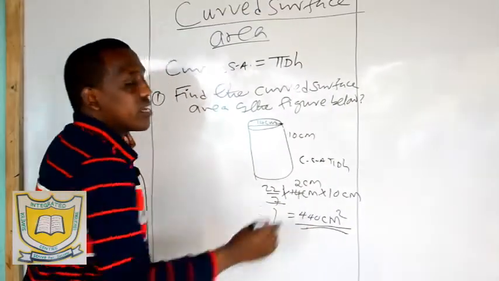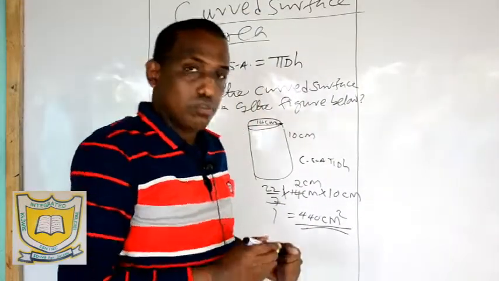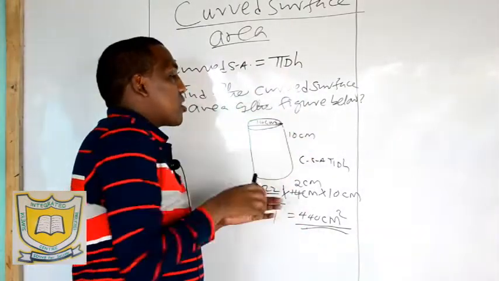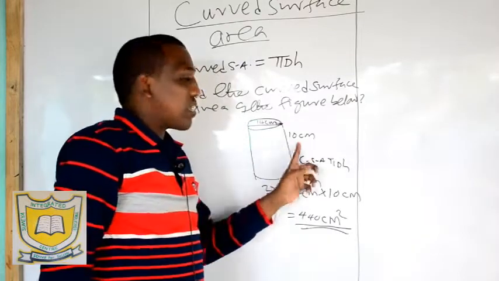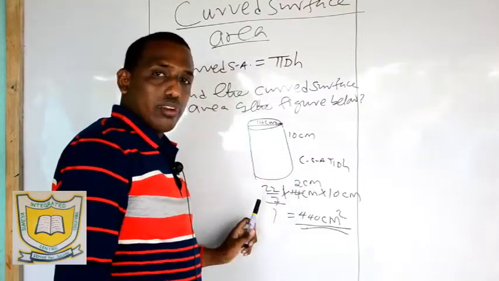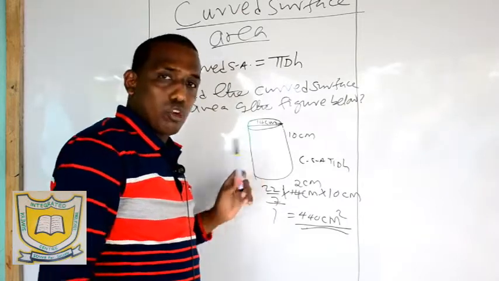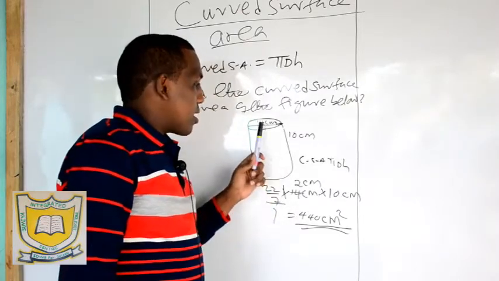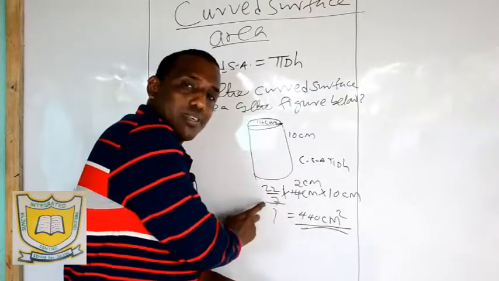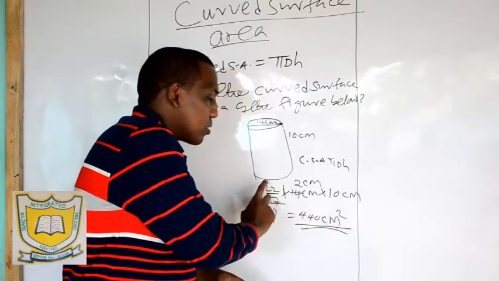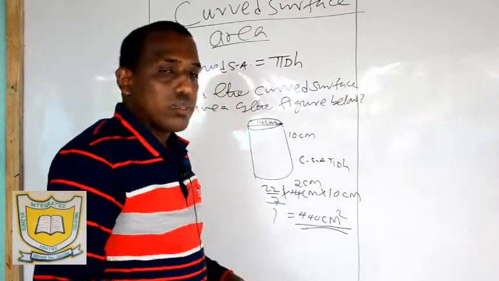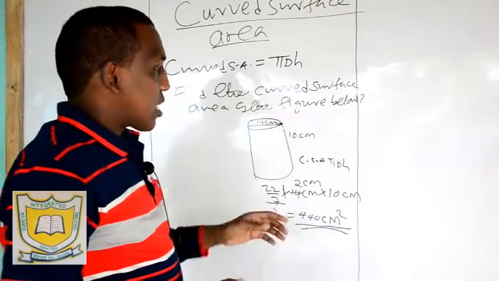That is how we get the curved surface area. It's very simple. The formula is πdh. To get the curved surface area, you get the circumference of the circle multiplied by the height, only that. So the formula is πdh, with π as 22 over 7 because the diameter is divisible by 7, multiplied by the diameter, which is 14 centimeters, multiplied by the height. 22 times 2 is 44. 44 times 10 is 440 centimeters squared.